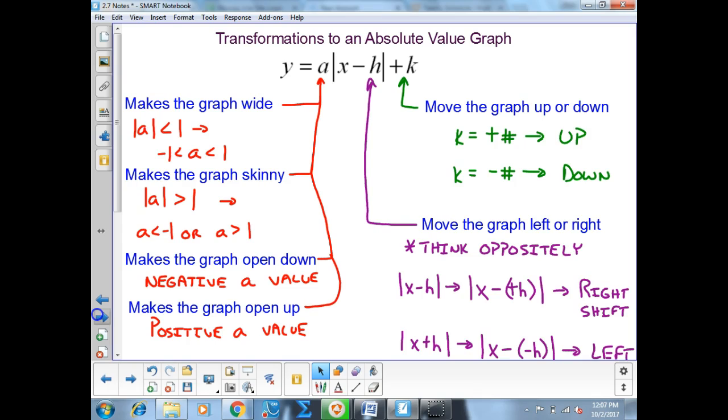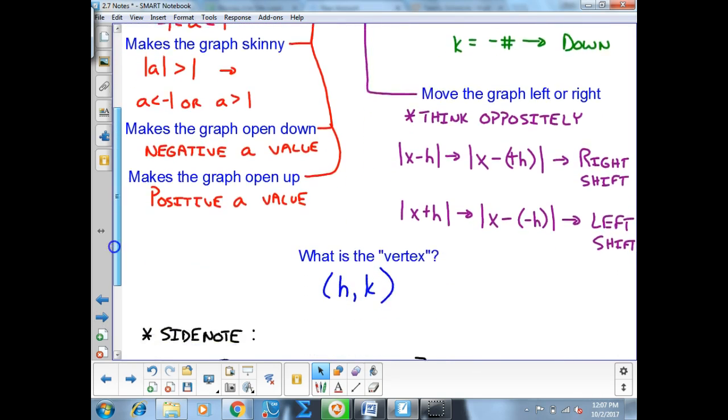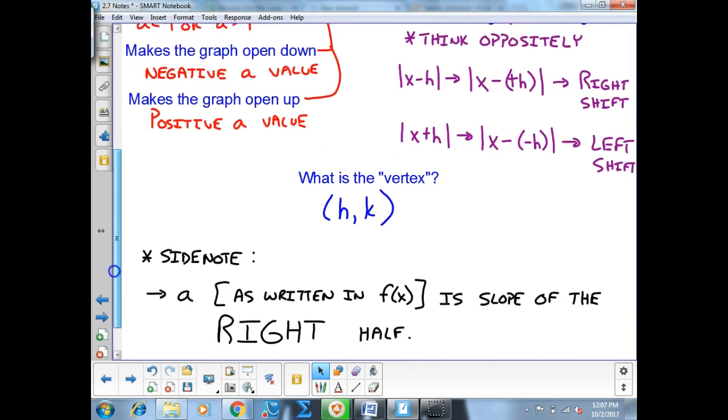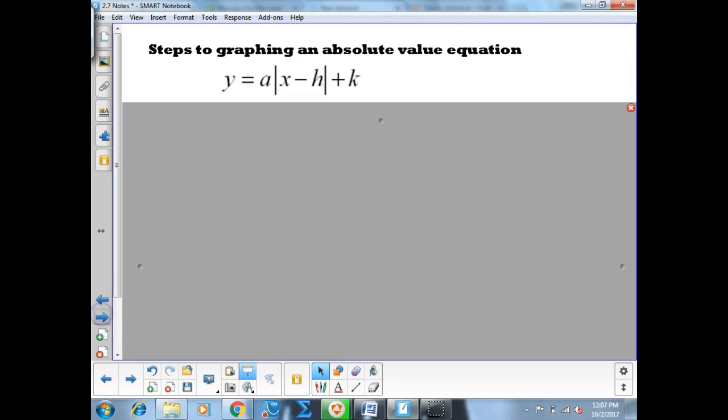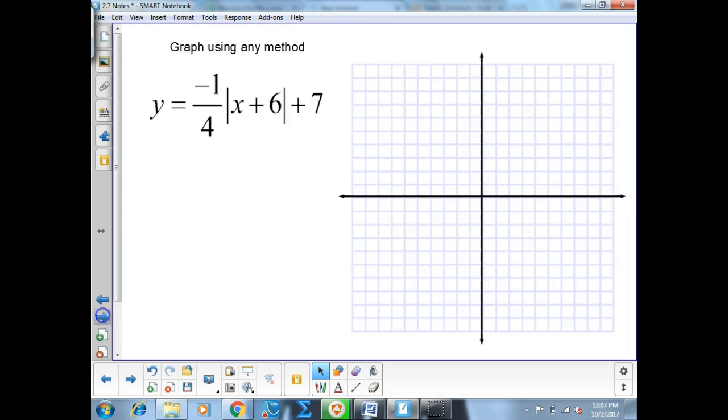So the vertex goes to the point h comma k when written like that, and then the a value is the slope of the right half of our v, or our mountaintop, and the left half slope would be negative a.